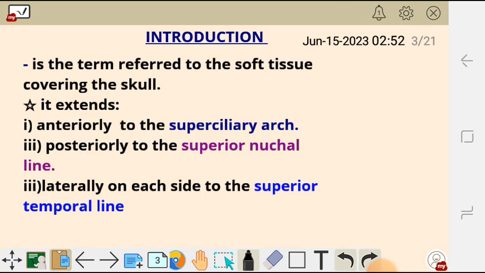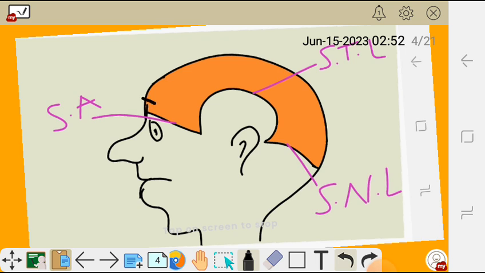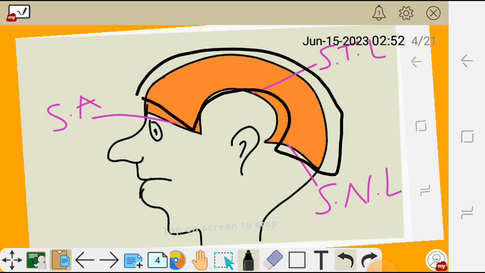So the term scalp refers to the soft tissue covering the skull, and it extends anteriorly to the superciliary arch and posteriorly to the superior nuchal line, and laterally on each side it extends to the superior temporal line. Okay, so this is the area of the scalp.